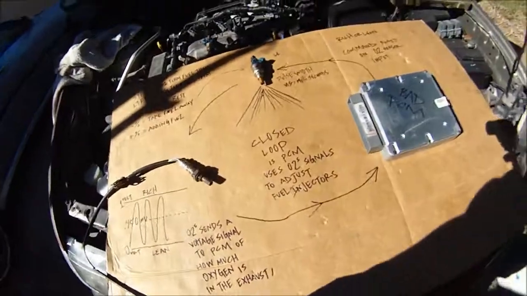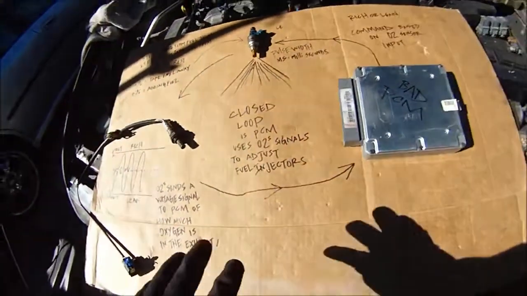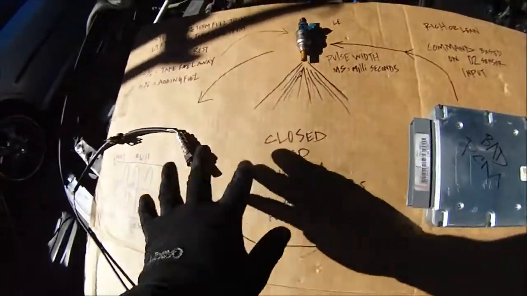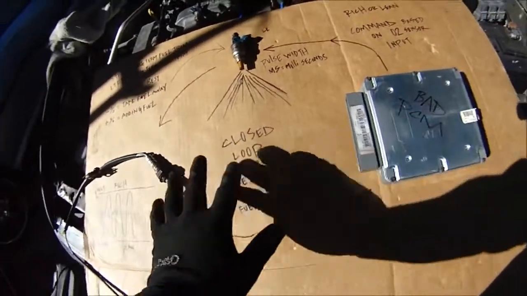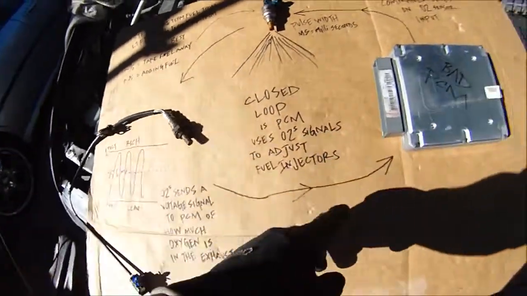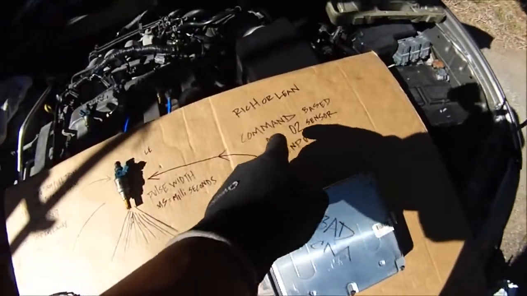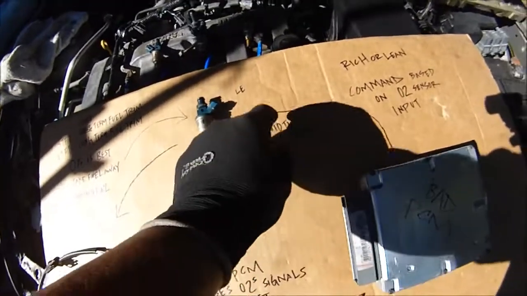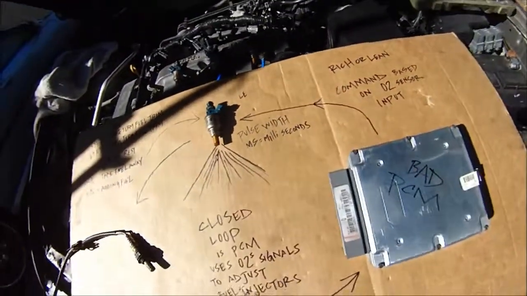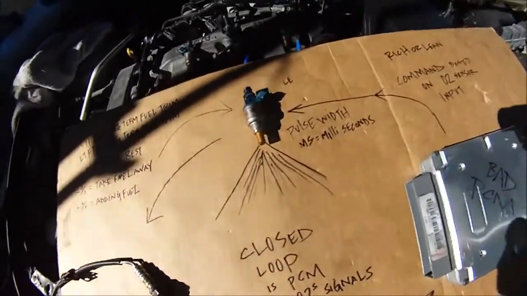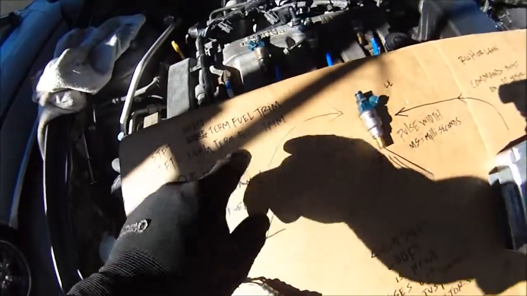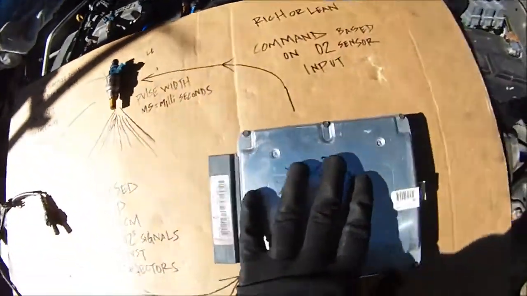All right, this is closed loop right here. Closed loop just means the PCM is reading and communicating with the O2 sensor. They're communicating back and forth. This one's sending signals to the PCM. PCM is sending a command to the injector to open longer or shorter, which is called the pulse width, measured in milliseconds.